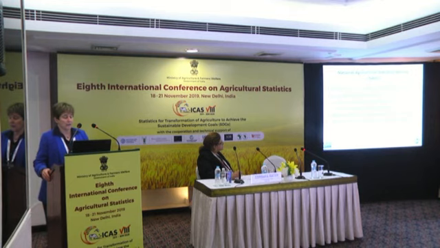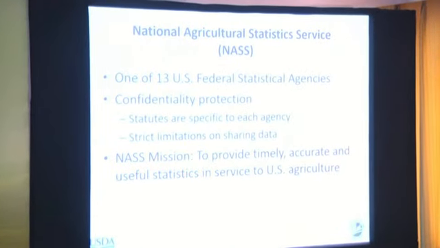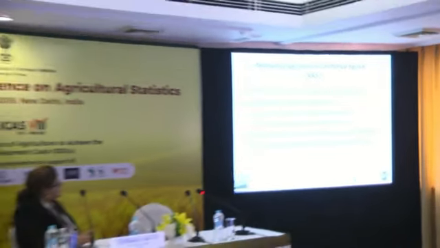First, let me give you a little background about the National Agricultural Statistics Service, and that's such a long name we call it NASS for short. It's one of 13 U.S. federal statistical agencies in the U.S. And the U.S. differs from most of the world in that we have a very decentralized statistics system as opposed to the centralized ones in other countries. We offer confidentiality protection through statutes that are specific to each agency. And the fact they're specific to each agency makes it difficult for us to share data across the agencies, which is a big disadvantage for the decentralized nature of our system.